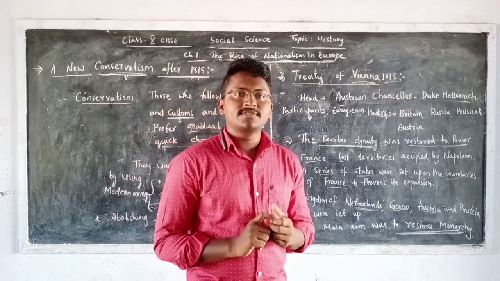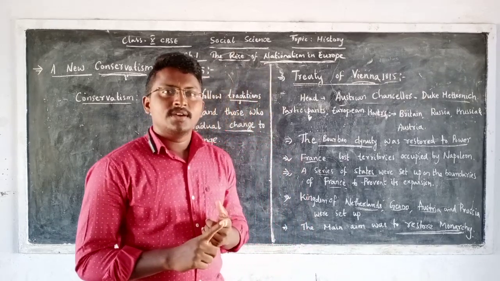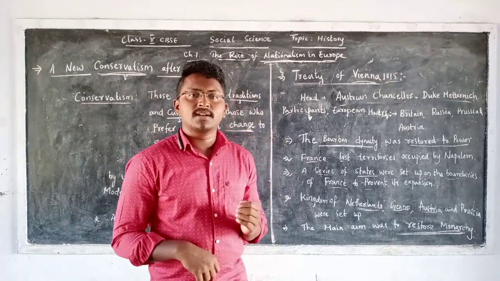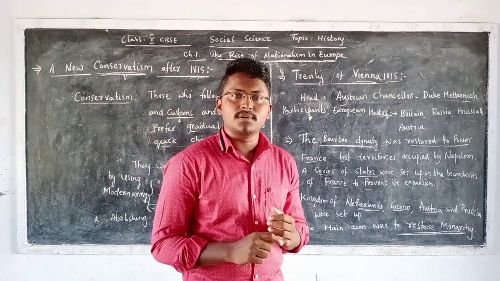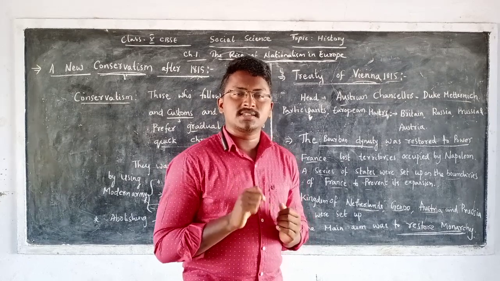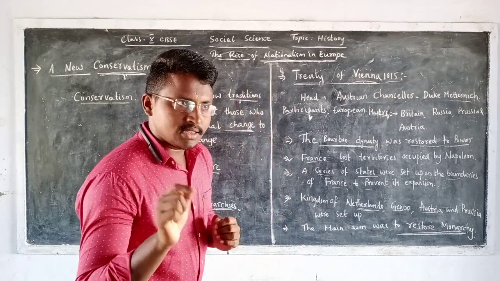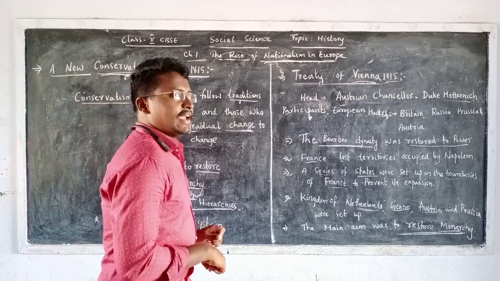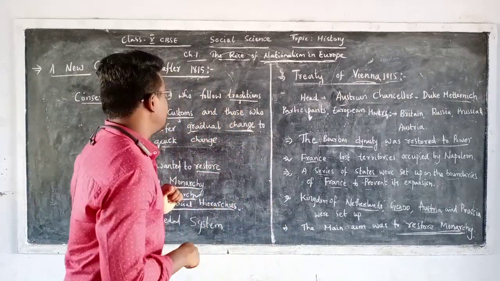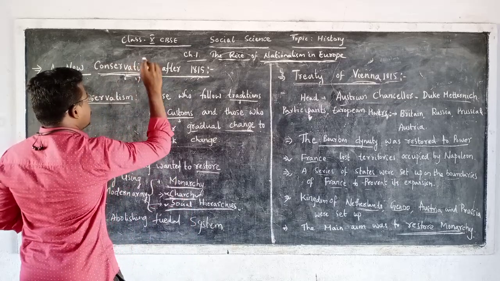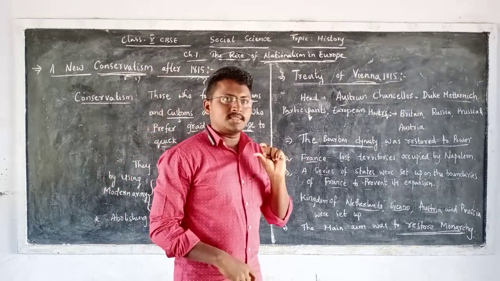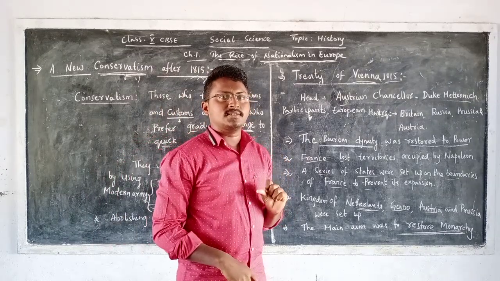In that, we have seen the meaning of liberalism, and we have also seen what is political liberalism, what is economic liberalism, as well as the Zollverein or customs union. In continuation with that, in this lecture we are going to discuss a new conservatism after 1815. What do you mean by conservatism? Then what happened after 1815? These were the two main things which we are going to discuss in this lecture.